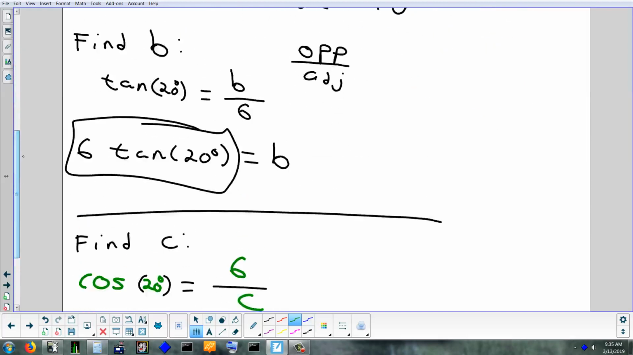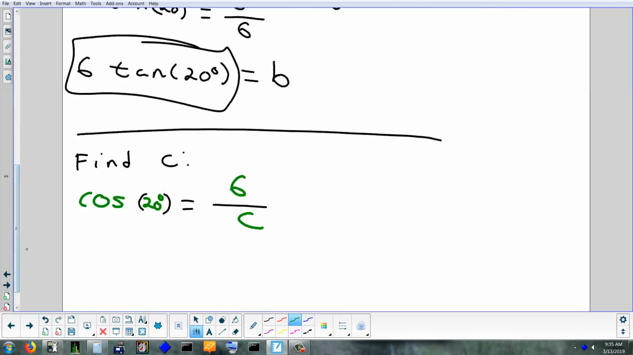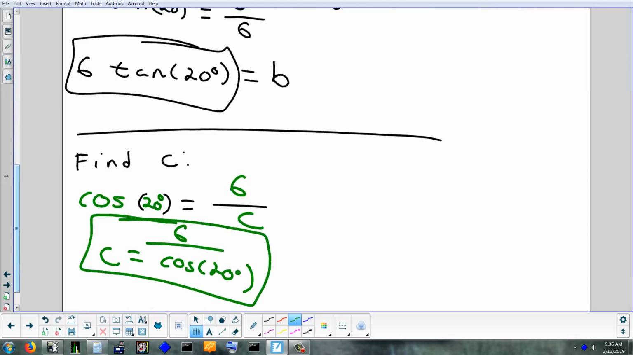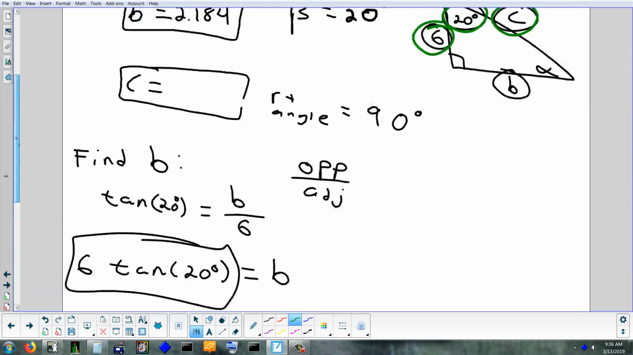So you can see sometimes the letter ends up in the top of the fraction, sometimes it ends up in the bottom. It just depends on the problem. And now what's the shortcut here to get C by itself? Just switch the cosine and the C. Yep. So 6 over cosine 20. And did anybody type that in and have the answer? Yeah, would you go ahead? Yeah, definitely. 6.385.